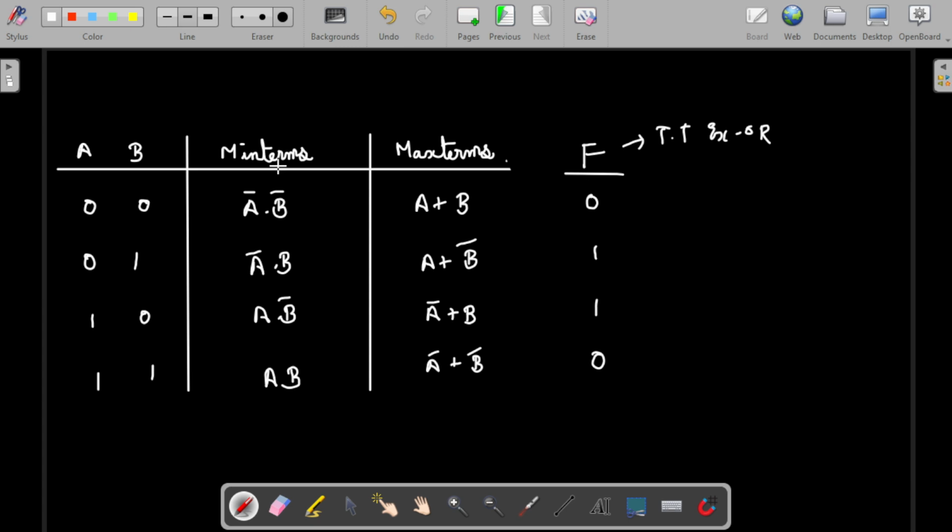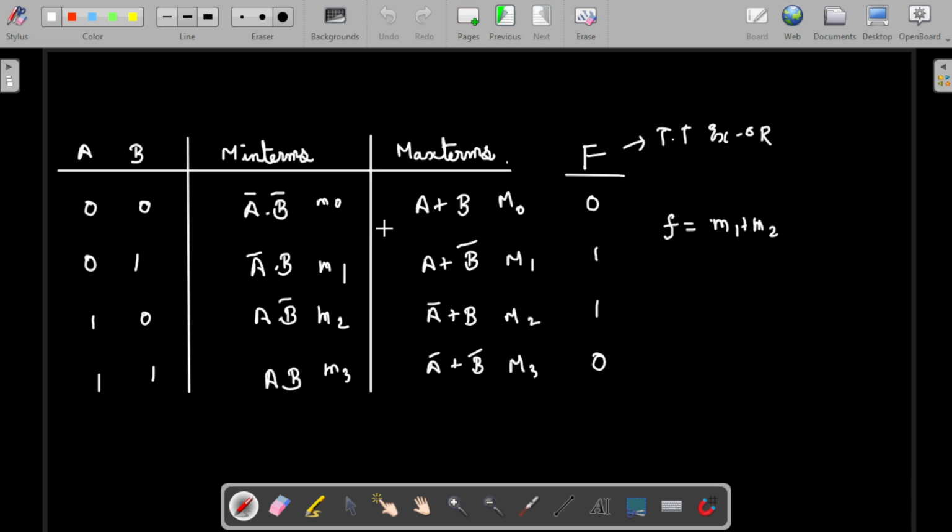How this can be written in minterm and maxterm is like this. This one we can name as m0, m1, m2, m3 as minterms. As it is a maxterm, we use capital letters. So this function can be written as a summation of m1 plus m2, because we are representing this with minterms, right? Minterm is sum of product. So this is an individual product and this is the sum. So this is SOP, sum of products.